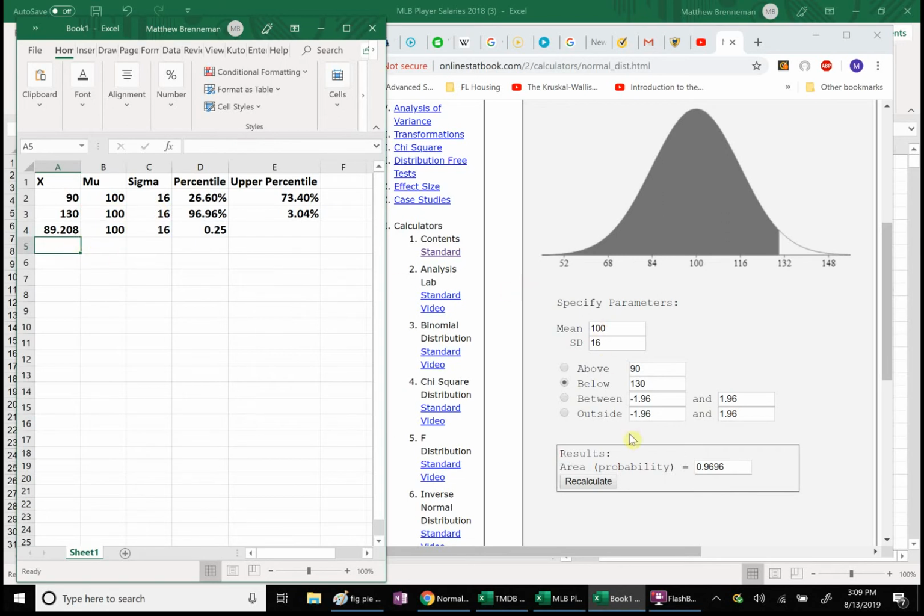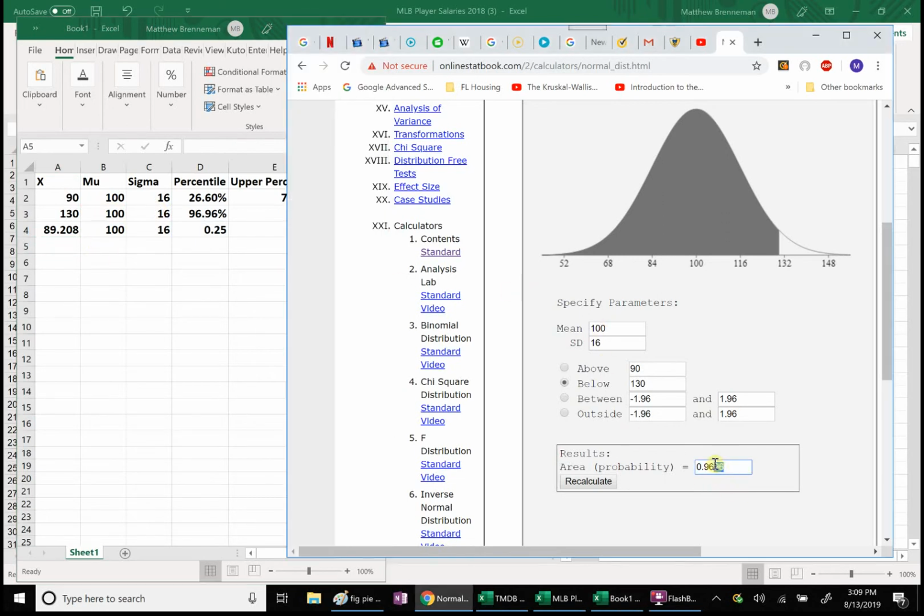89.2. And let's see if I can do this here. I'm not sure if it will let me do this. I don't think it will, no. Actually, it won't let me go backwards. It won't let me give the area. But I can check this, right? If I want to, I'll just type in 89.208. And I should find that it's roughly 25%, and I do. Okay.